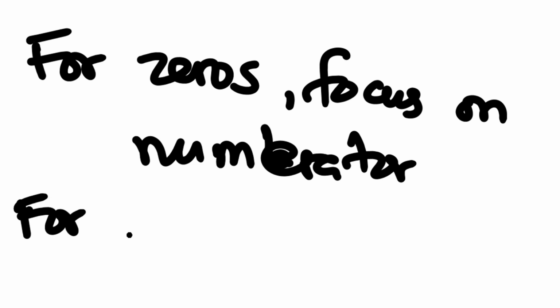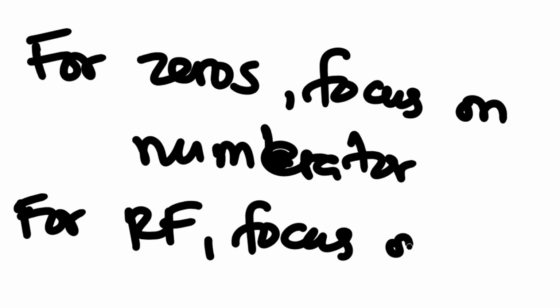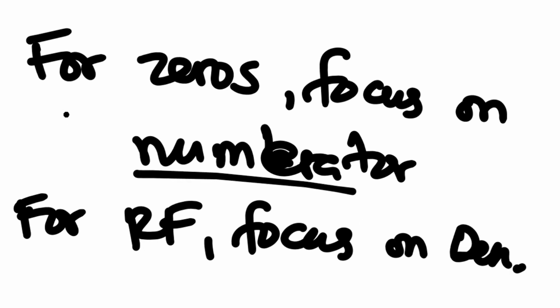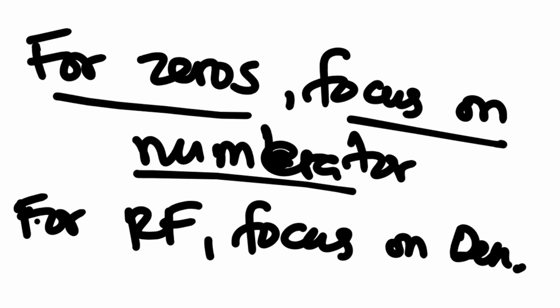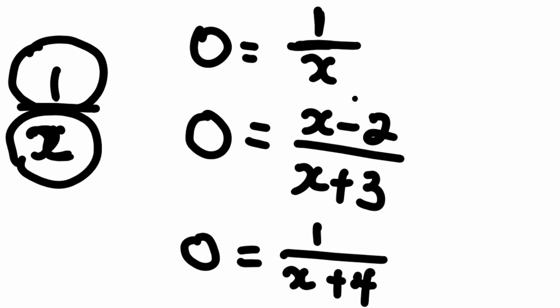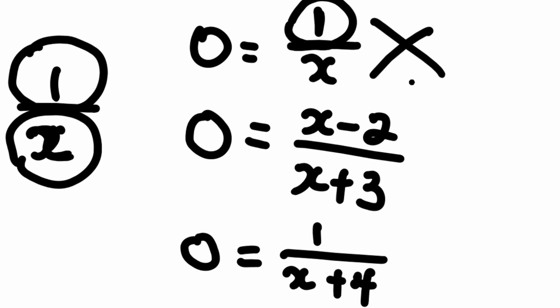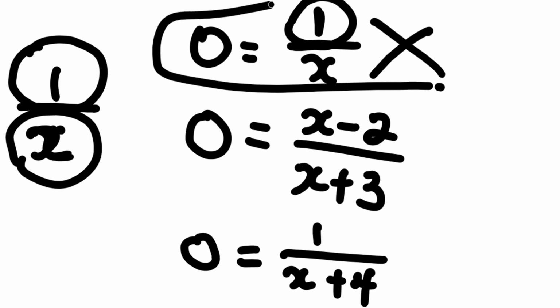But for rational function, focus on denominator, right? That's all you do basically. So for zeros, focus on the numerator. For rational function, focus on the denominator, right? So when you come here, we want to find the zero, so we focus on the numerator. The numerator is just one. It's not having the x expression. So for that matter, this particular function does not have any zero.